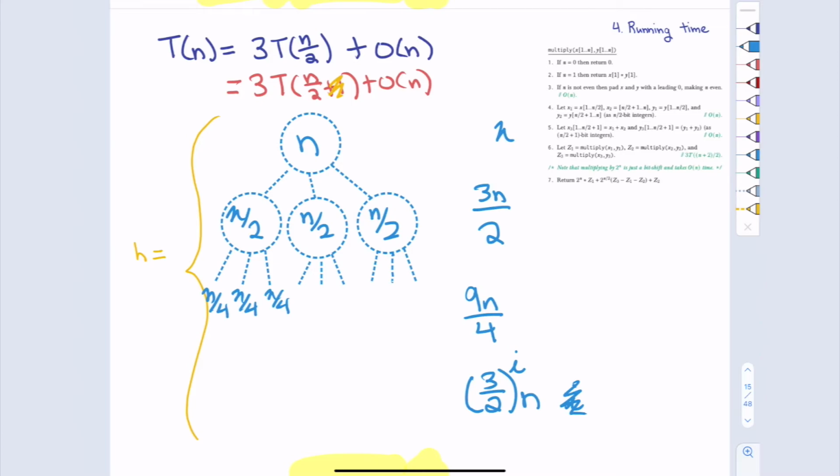Okay. And the height is log 2 of n. The only time you get interesting running times is when the amount the input is going down is different than the branch factor. Then you either get geometrically increasing or decreasing sequences. So if you have a geometrically increasing sequence, you're just trying to estimate the sum, then there's a shortcut. What's the shortcut?